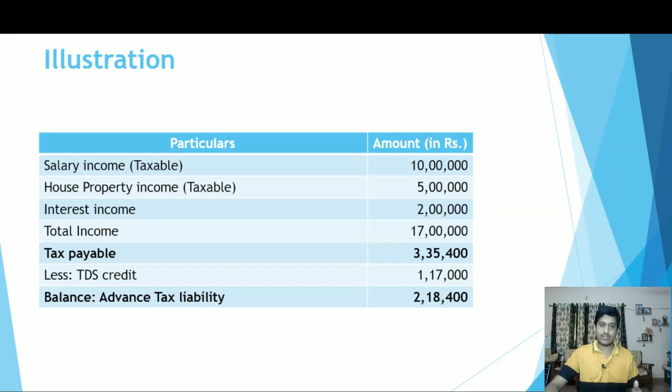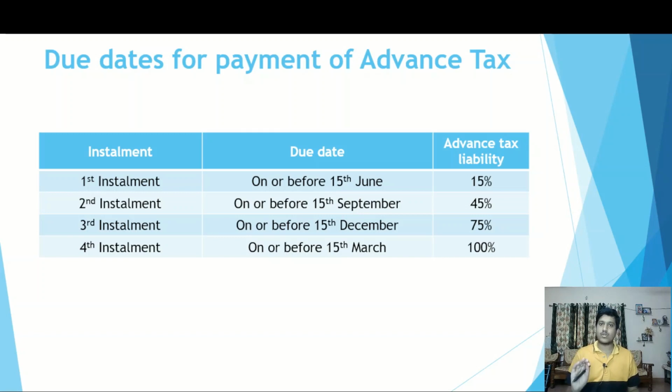So what are those 4 installments? First installment falls due on 15th of June. So on or before 15th of June, you have to pay 15% of your advance tax liability. On or before 15th of September is the second installment, wherein you will have to remit in total 45%, which means from 15th June till 15th September, you have to remit 30%. 15 plus 30 makes it cumulatively 45%. On or before 15th of December is the third installment, wherein you have to discharge 75% of your advance tax. And on or before 15th of March is the last installment, wherein you have to discharge entire advance tax liability.